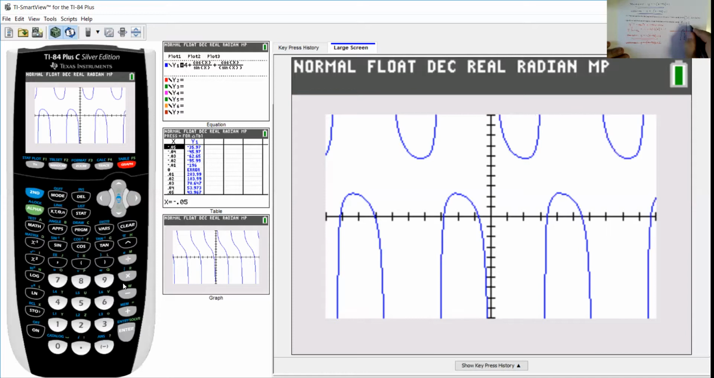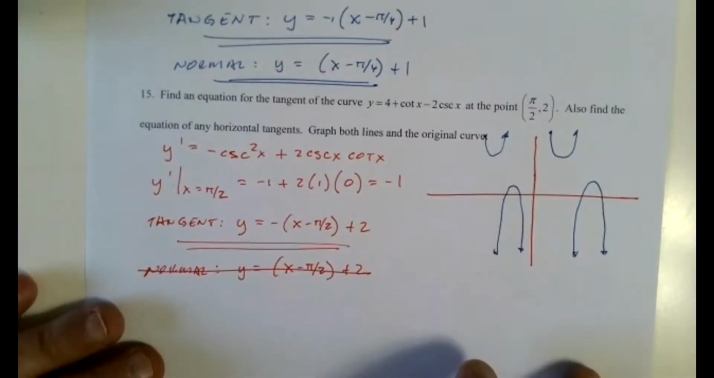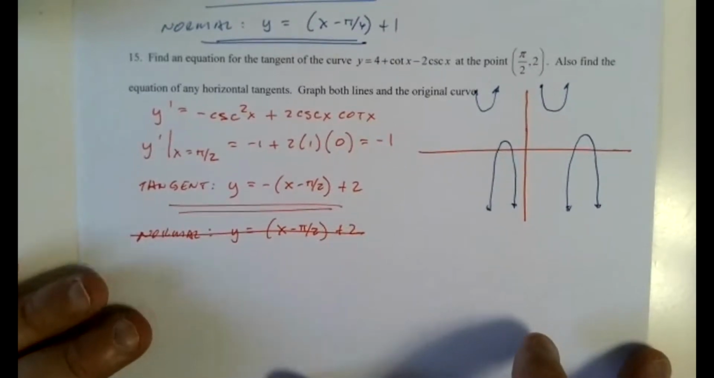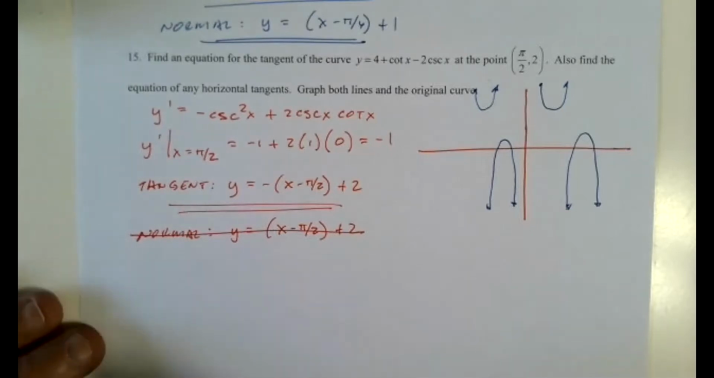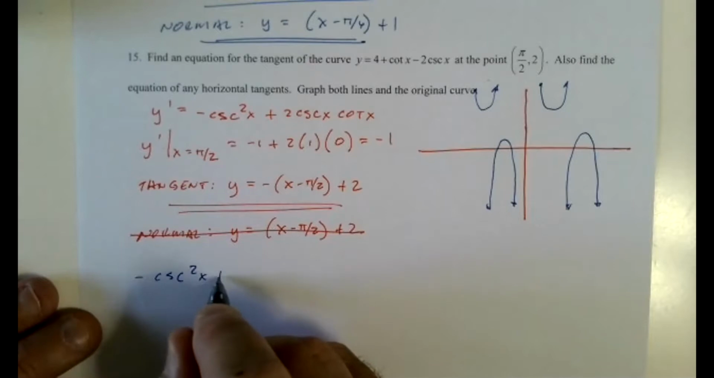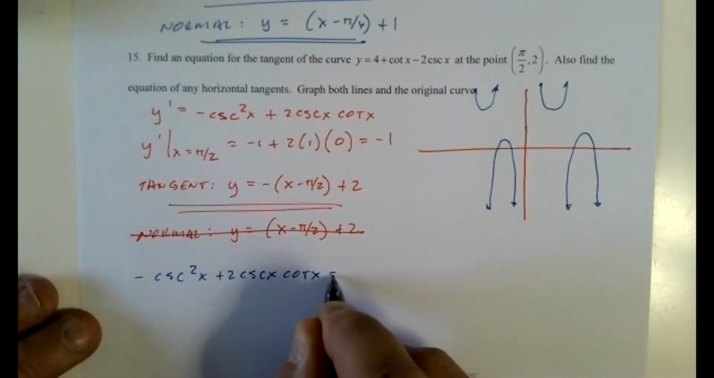Copy it over onto a sheet of paper now. All right, so there we have it. Graph both lines in the original curve. Any horizontal tangents. All right, well, when is the derivative equal zero? That's what I need to do. So negative cosecant squared x plus two cosecant x cotangent of x equals zero.